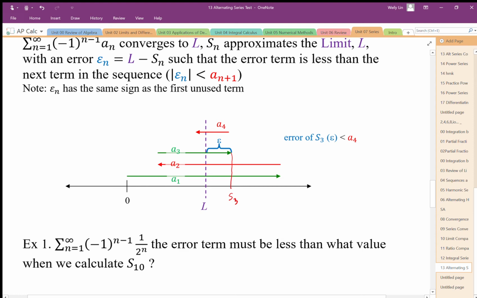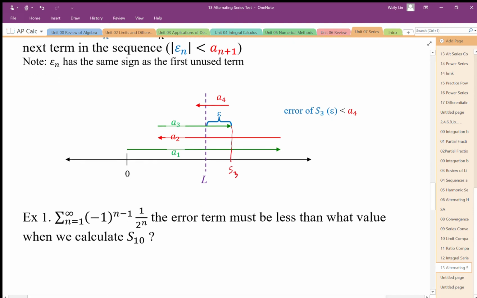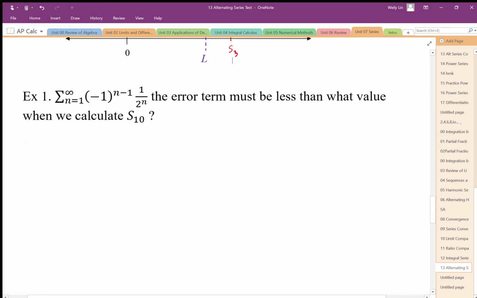We can see that if this is my S3 value, I know that I can't be any further off than the A4 value. And this becomes a useful idea. Then we have an idea to what degree of accuracy we've gotten our sum. And this is very useful. So we can apply this in this context here.